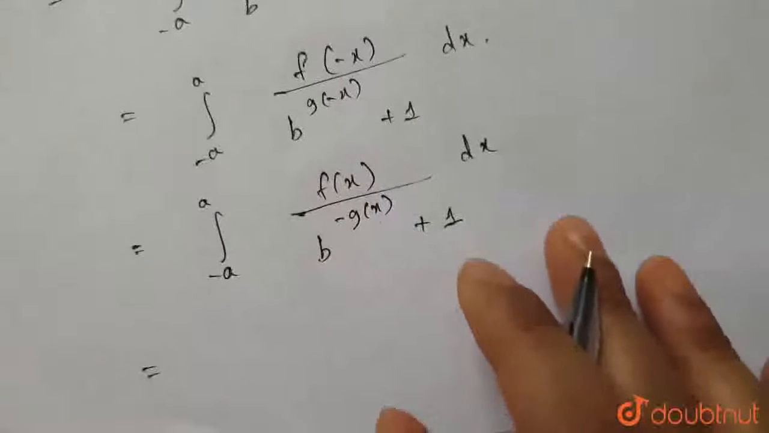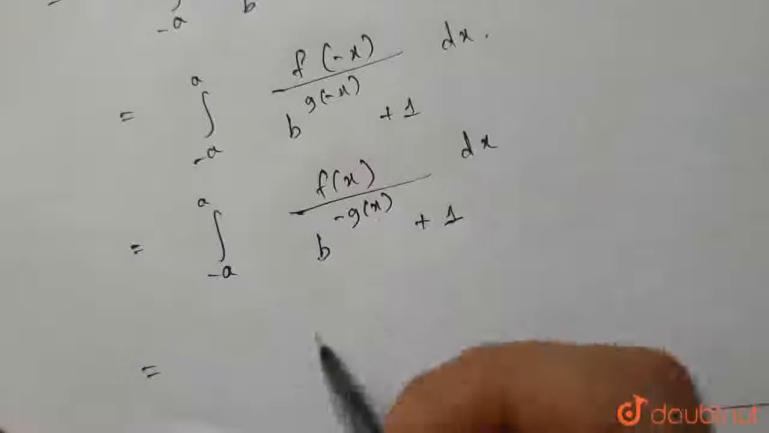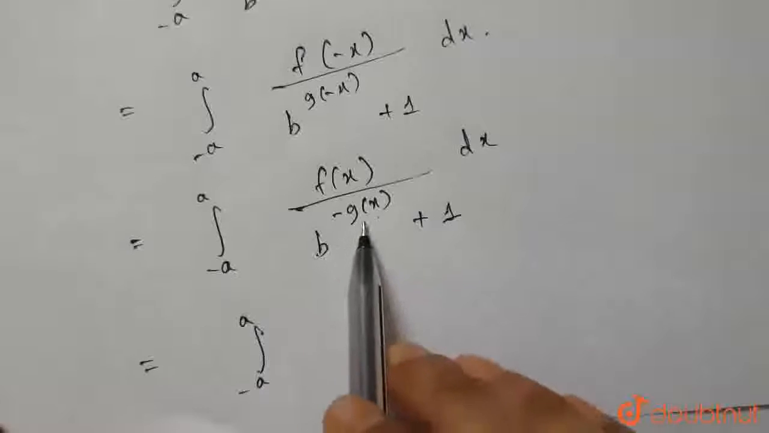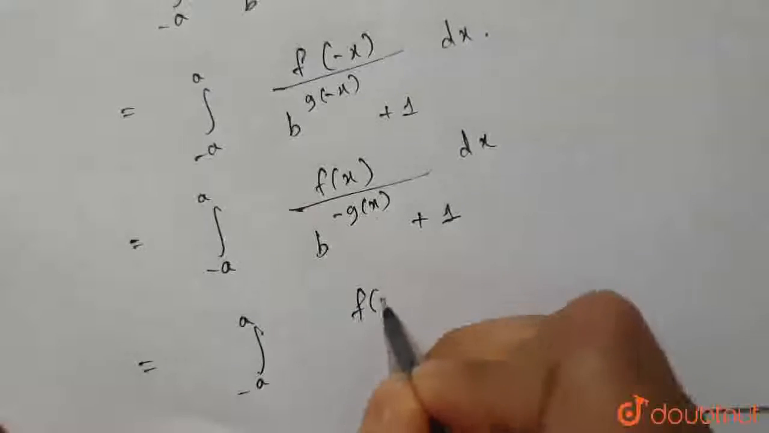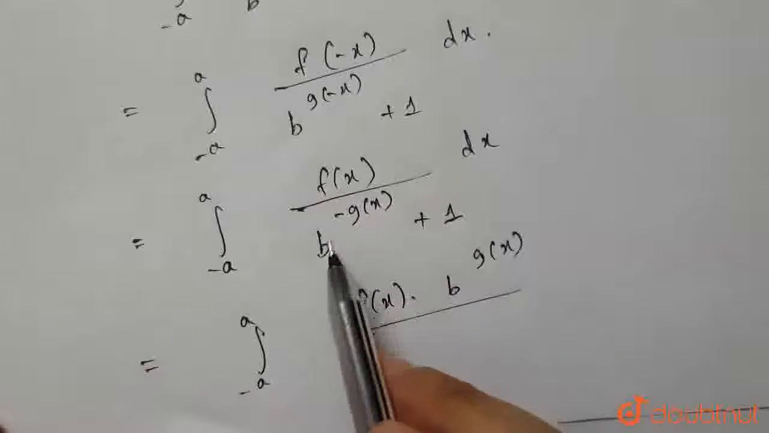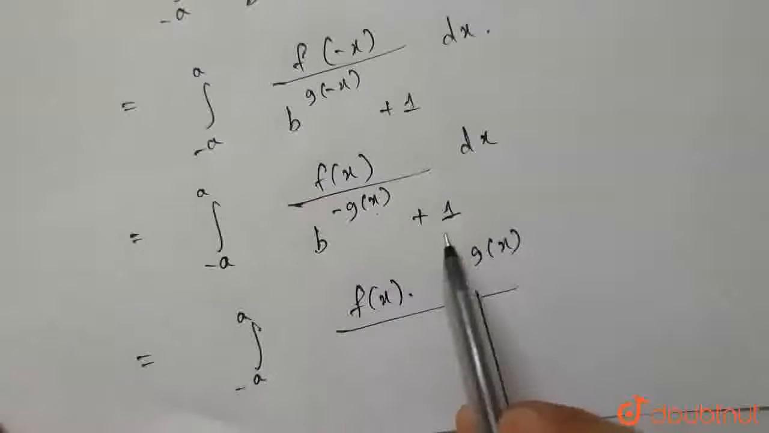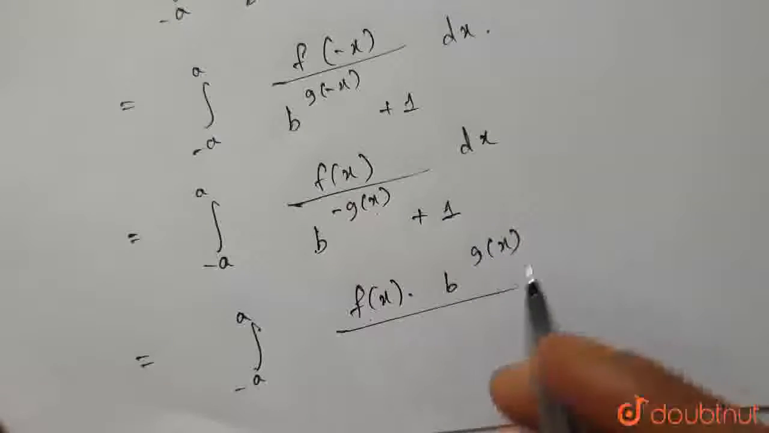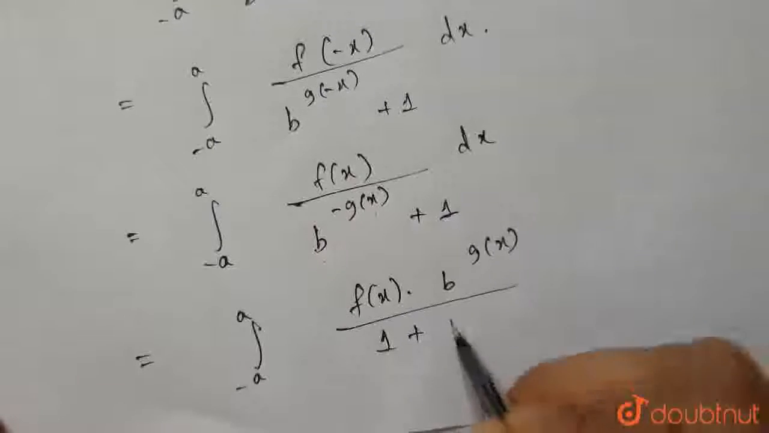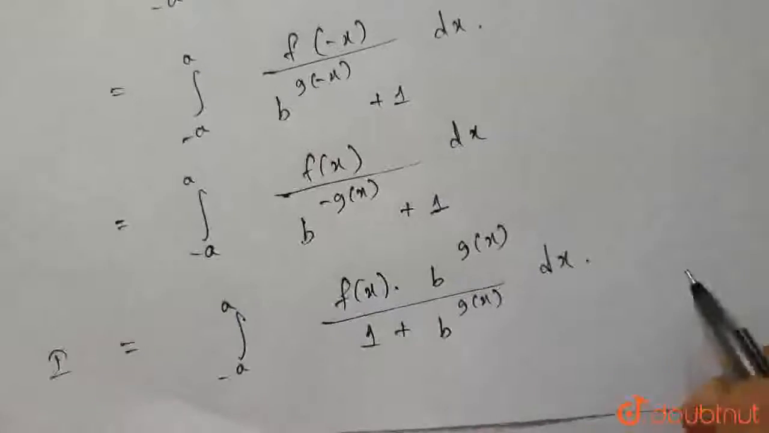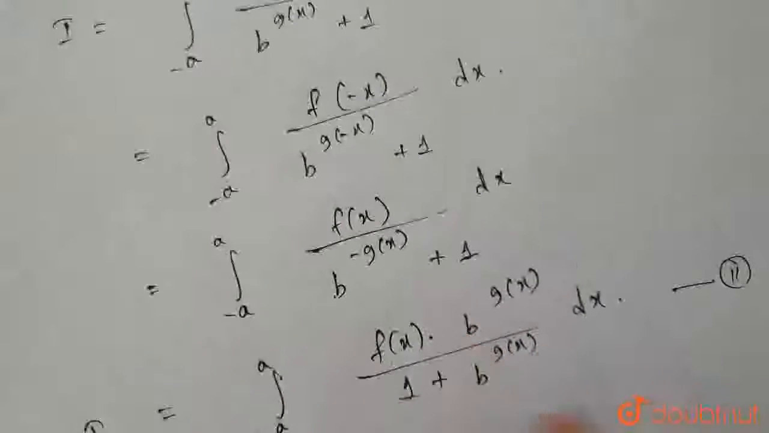So now we can write it as the integral from minus a to a. Now we can divide it: this will be f(x) into b to the power g(x), since this is basically 1 by b to the power g(x). So after taking the LCM and taking it to the numerator, we get f(x) into b to the power g(x) divided by 1 plus b to the power g(x) dx, and let it be equation number 2. Now let's add both the equations, equation 1 and 2.